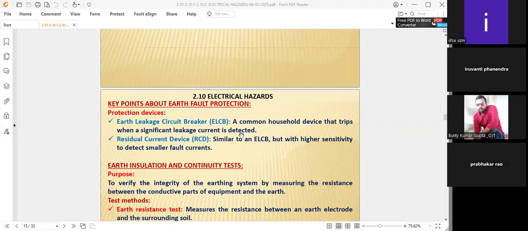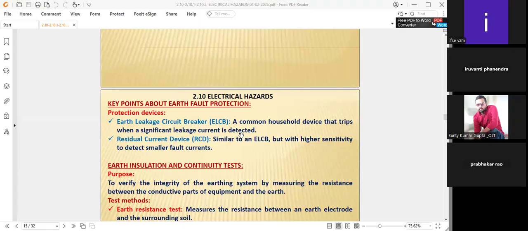Why is the high voltage current going to the earth itself? Because earth potential is always zero. Your supply is over 230 volts, and the earth potential is only zero, so where the voltage difference is there, 230 minus 0 is 230, it will go there only, to the earth. That is why earthing is very, very important for any electrical circuit.